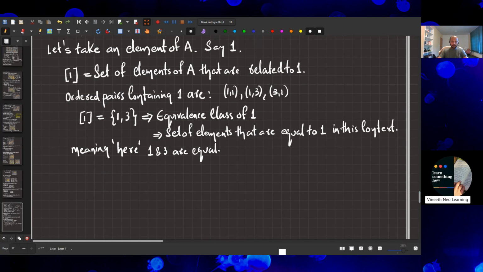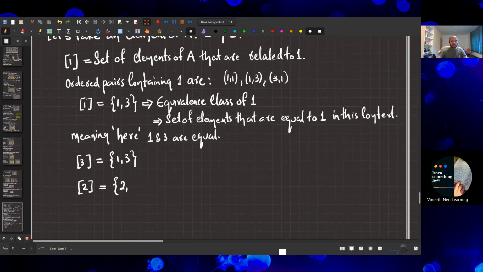So what will be the equivalence class of 3? 1 and 3, because 1 and 3 are equal. Okay, then let's look at another element. Let's find the equivalence class of 2. 2 and 4, which will also be the equivalence class of 4. Exactly. Then what is the equivalence class of 5? 5 itself. Exactly.